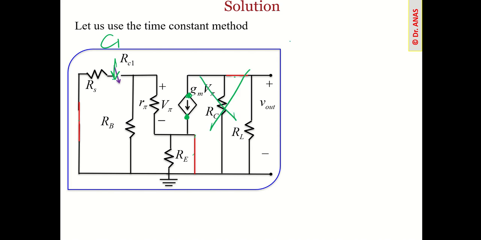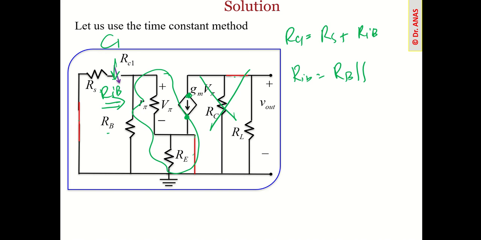So if you put focus here, so RC1, okay, this will be this RS plus the resistance seen from this point. Let's call this RIB. And this RIB will be what? This RB parallel with this branch. Okay, now see here, this is the short circuit CE, ground.